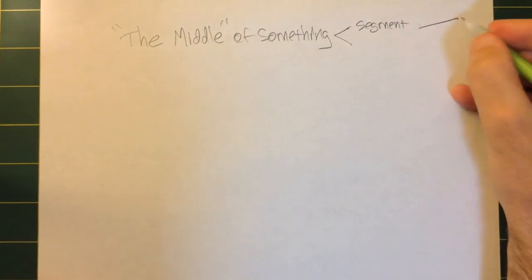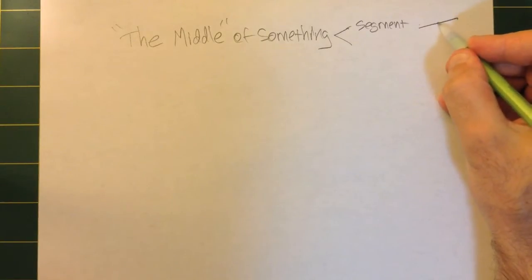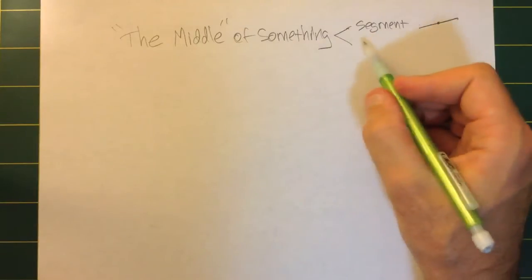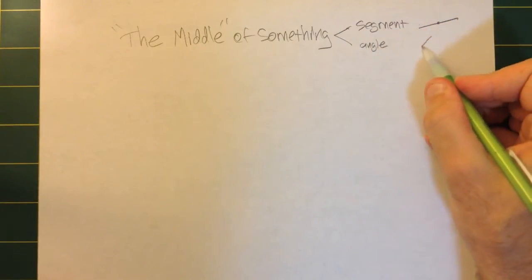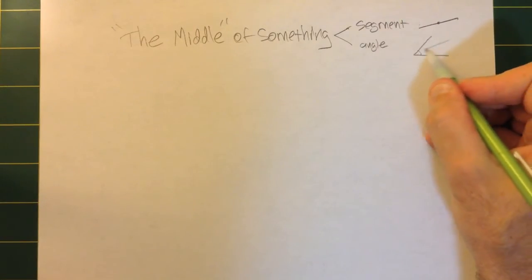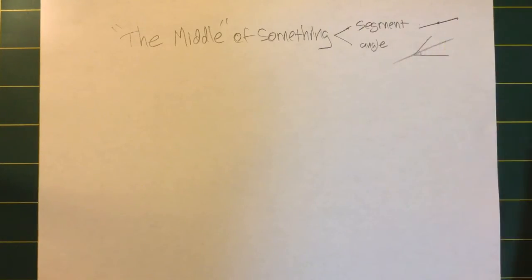where you have something that looks like this, and I want to find a point that is in the middle of that segment. It's around here, but I want to find exactly where it is. And the other thing we're going to do is find the middle of an angle, which looks like this. If I have some angle, I want to know where is the line segment that goes right down the middle of that angle and cuts it in half.